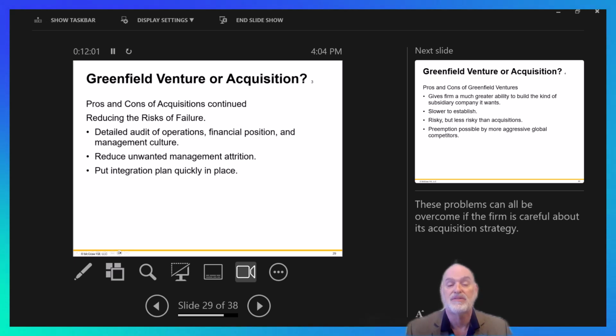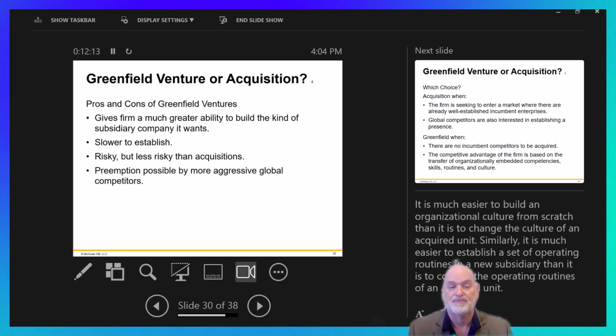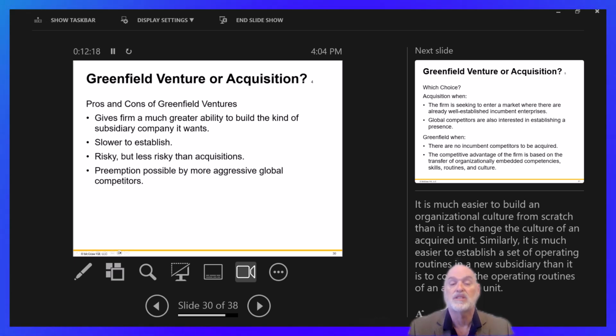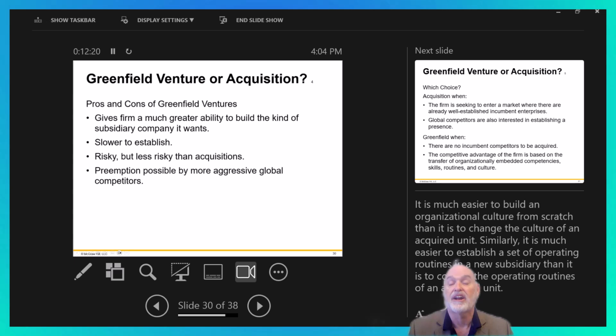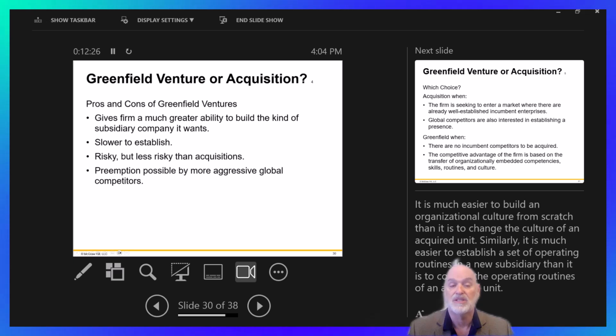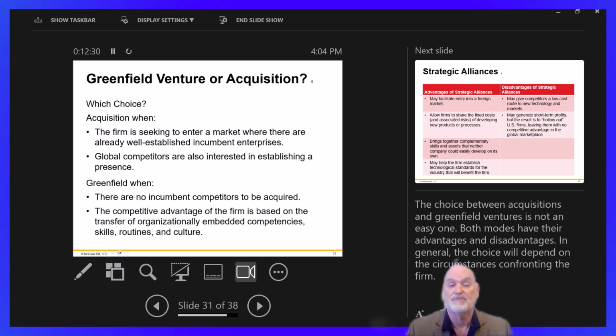Reducing the risks of failure: detailed audit of operations, financial position, and management culture. Reduce unwanted management attrition, and put an integration plan quickly into place. Pros and cons of greenfield ventures. Gives the firm a much greater ability to build the kind of subsidiary company it wants. Slower to establish, risky but less risky than acquisitions, and preemption is possible by more aggressive global competitors.